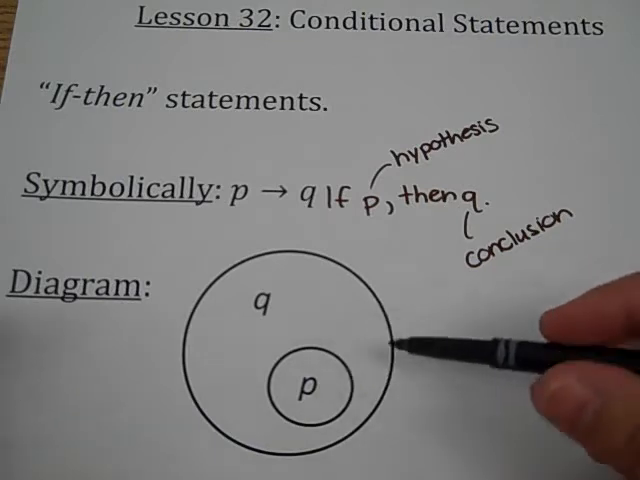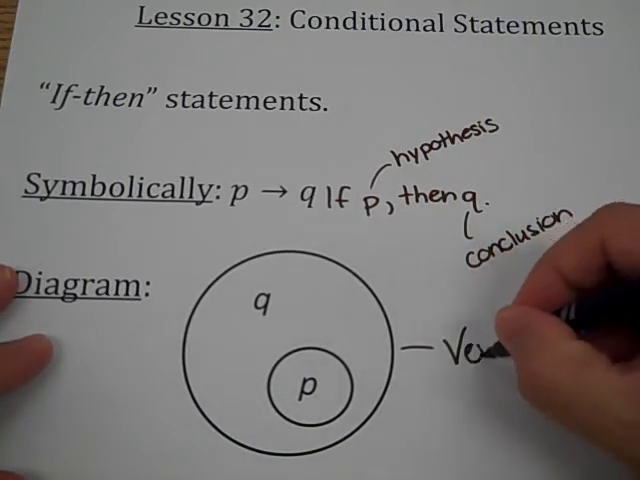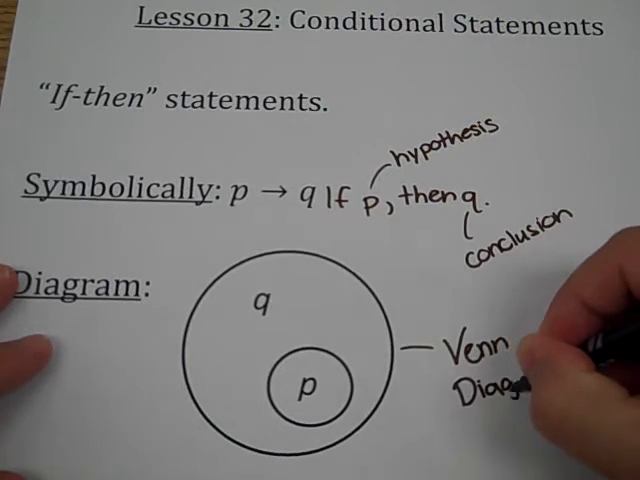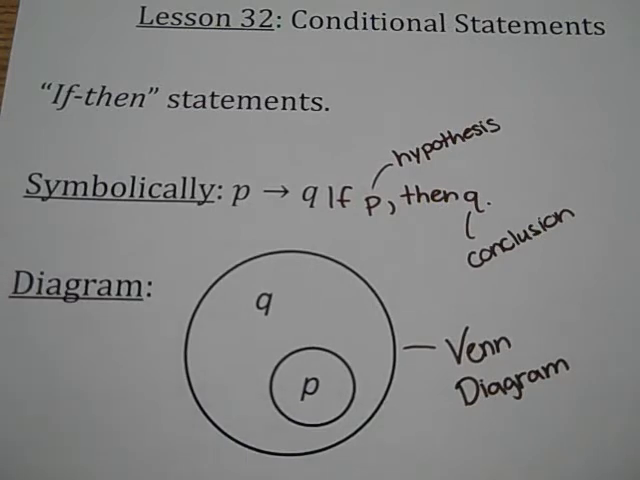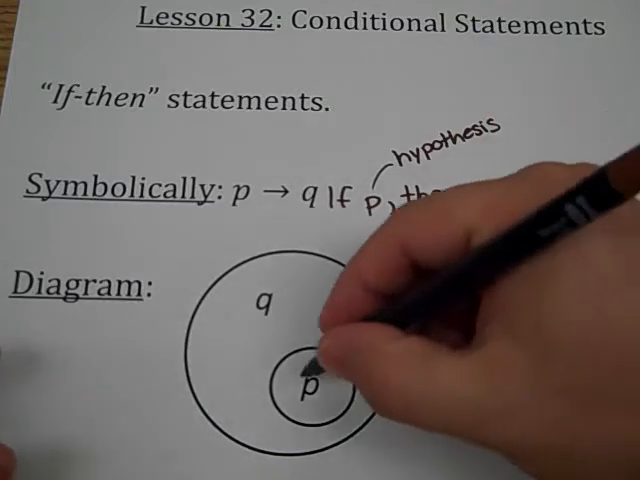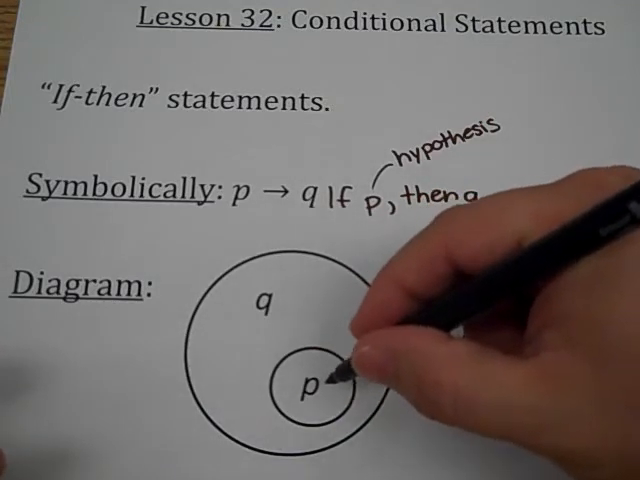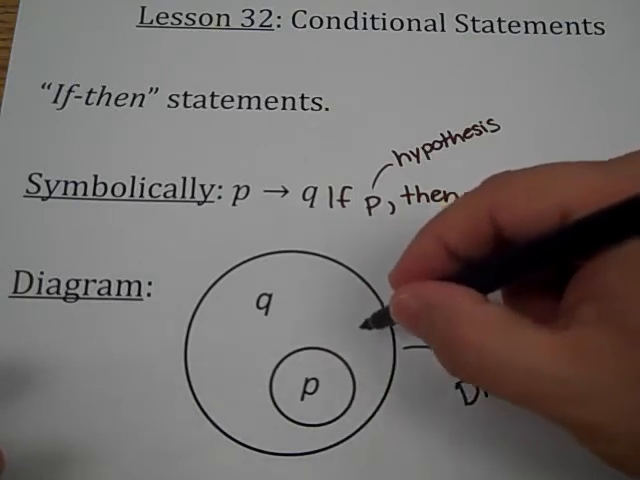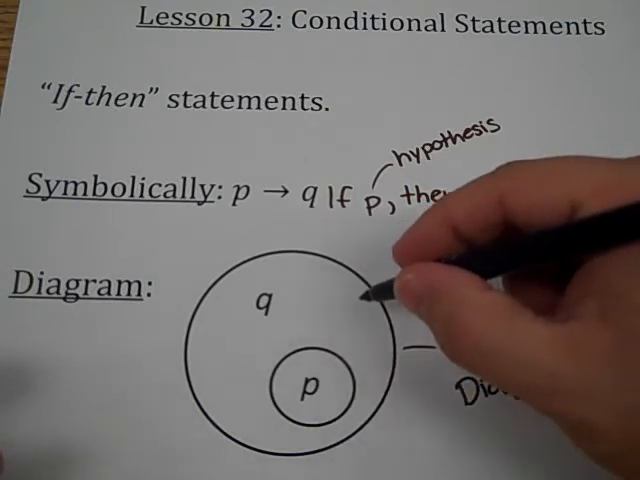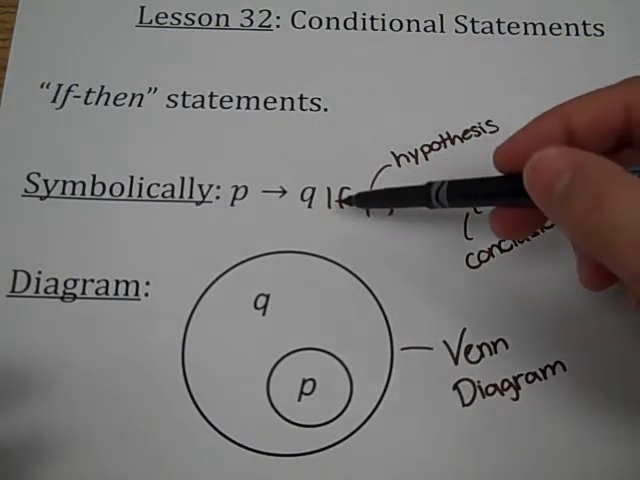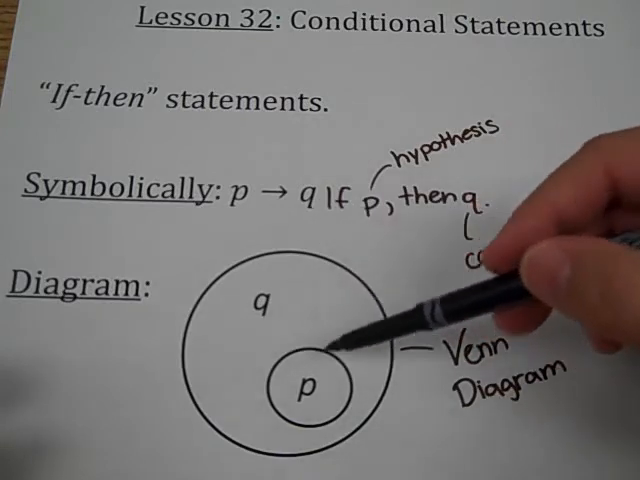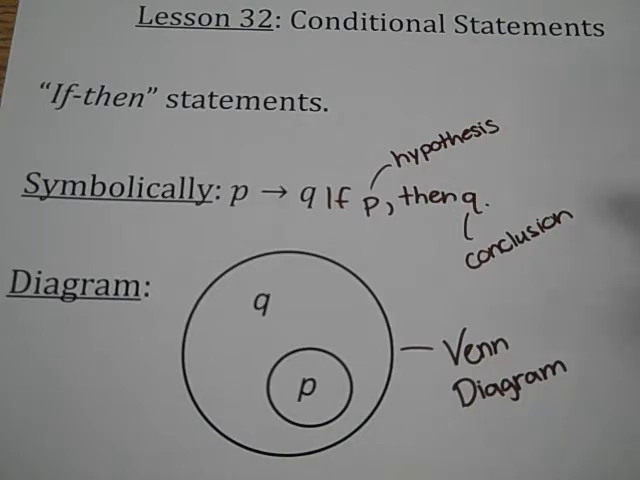If we put this in diagram form, this is called a Venn diagram. We'll talk more about these later on in lesson 34. And you might have experience with Venn diagrams from science class or other math classes. If something is in the circle that we labeled P, then it is also in the circle that we labeled Q. So if it's in P, then it is in Q. Okay, so we can write these in words, symbolically, or draw a diagram to represent these conditional statements. So let's do an example so we can make more sense of this.